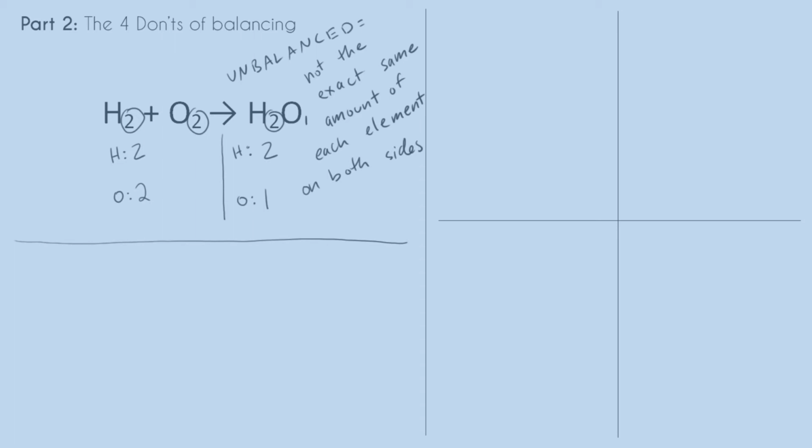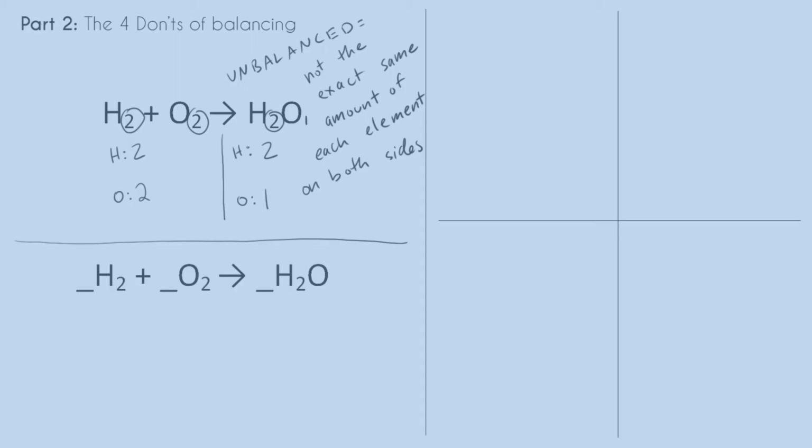So even though hydrogen is balanced, we have 2 on the left and 2 on the right, and even though oxygen is only off by 1, there's 2 on the left and 1 on the right, this is still unbalanced. It's not completely the exact same for every single element. Only if we had the exact same for every element is it balanced. Until then, it's unbalanced. So now I'm going to redraw this exact problem, but I'm going to balance it.